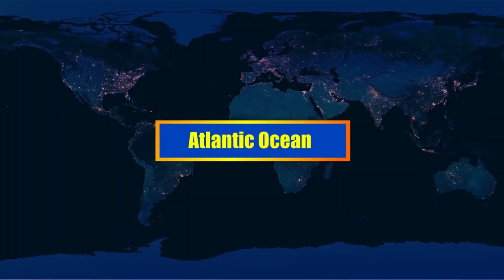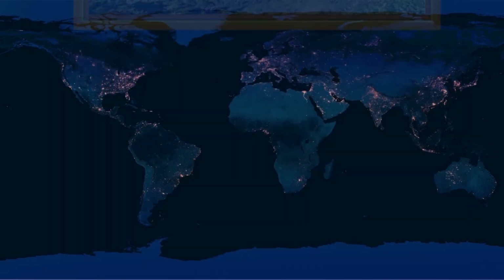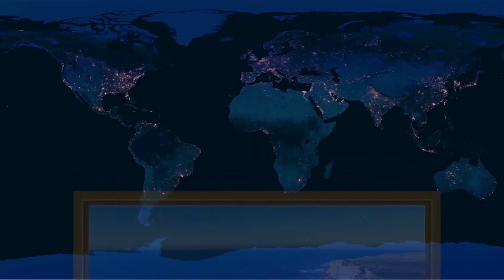Atlantic Ocean. This is the second largest ocean in the world, and it resembles the shape of the letter S. It is bounded on the west by North America, on the east by Europe, and to the north it merges into the Arctic Ocean. This is the busiest ocean in the world. The coastline of the Atlantic Ocean is highly indented. This irregular and indented coastline provides ideal locations for natural harbors and ports.